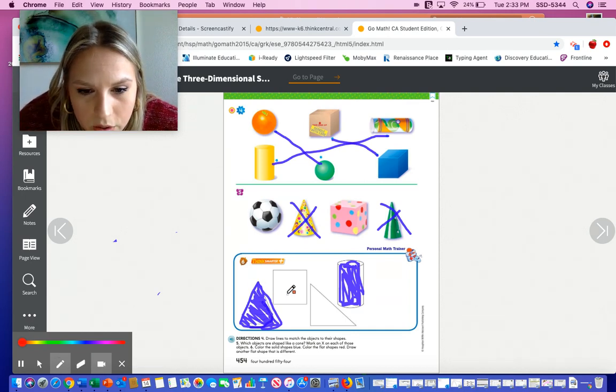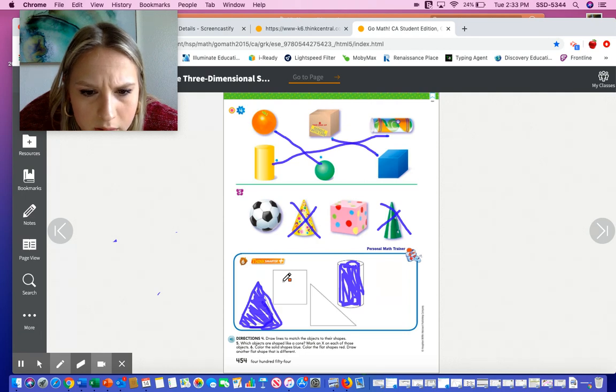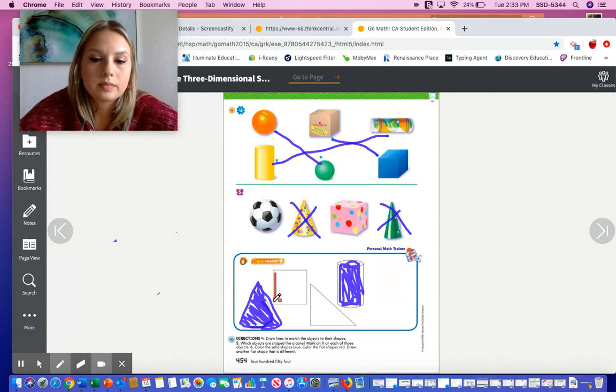All right, so using the red, we're going to color the flat shapes red. Okay, so we know flat shapes are 2D. So that's the rest, right? Because we know if it's not 3D, it must be 2D over here. Okay, so the square is flat and a triangle is flat, right? Because those are 2D shapes. Color them red and color them way better than me.